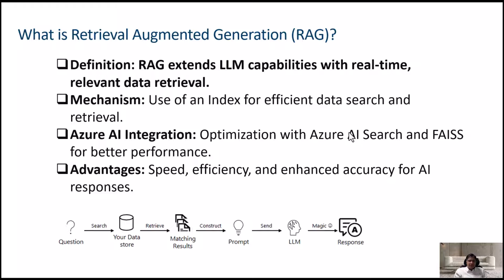Azure AI integration. Azure AI Search is a very important tool used in Azure AI Studio, which provides you a vector database search, along with FAISS search for better performance. So RAG provides added benefits on top of the LLM, which makes it more unique and gives very specific results based on your own data. So this is a very important tool.